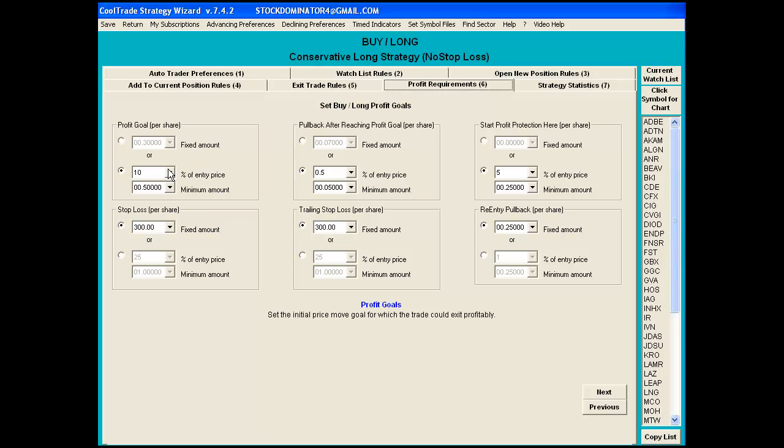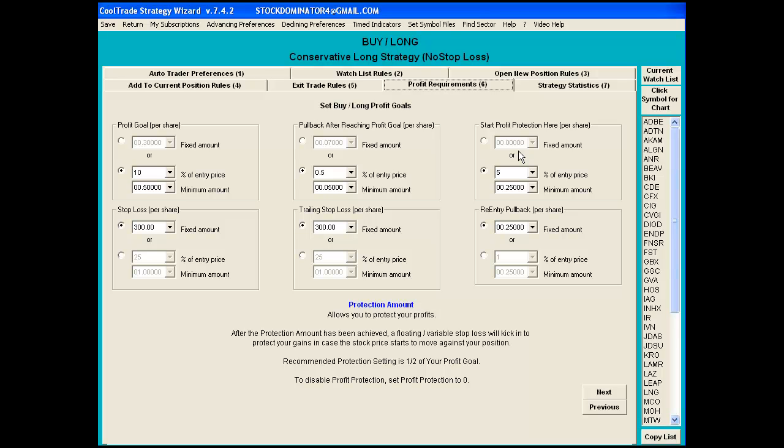So 10% is a profit goal here. There's 5% profit protection and a 0.5% pullback. And what this means, the profit protection, if the stock moves 5% profitably and then reverses instantly, it's going to lock that 5% in and execute a trade. If it goes up over 5%, it's going to keep trying to reach that 10% profit goal. Well, once 10% hits, it's not going to trade until there's been a 0.5% pullback. So if it goes up to 10 and then immediately starts going negative, it's going to close out at 9.5%. If it goes up to 12, it's going to close out at 11.5%.